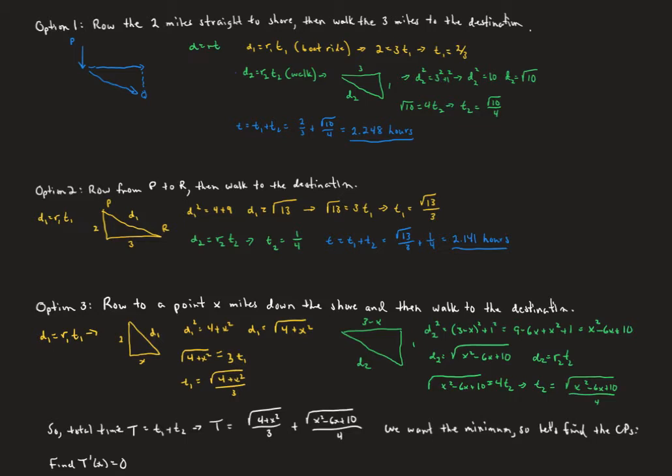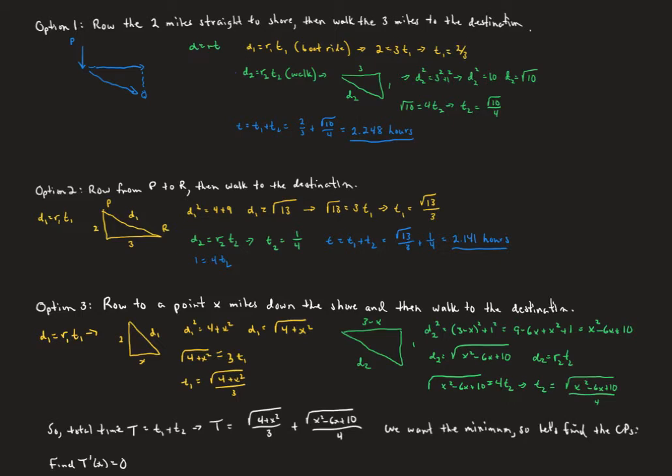The second, d2 equals r2 times t2, is just that straight walk, that 1 mile walk. So we have 1 for the distance and 4 for the rate, and that's going to make our t2 just 1/4. So the total time for that trip is going to be the square root of 13 over 3 plus 1/4, which from our calculator turns out to be 2.141 hours.